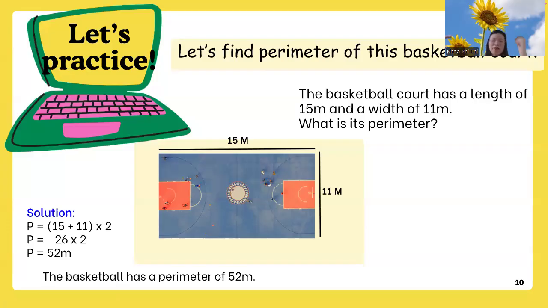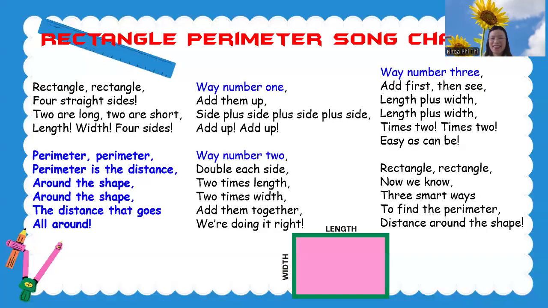You are doing a great job now. Let's take a break with some music. Do you want to sing? Yeah, this is the rectangle perimeter song. It helps us remember 3 ways to find perimeter. Now everyone, stand up and let's shake your hands and get ready. Now listen, enjoy the song.